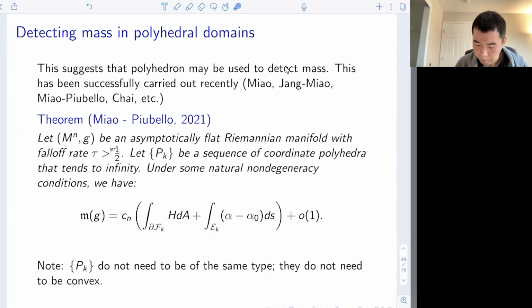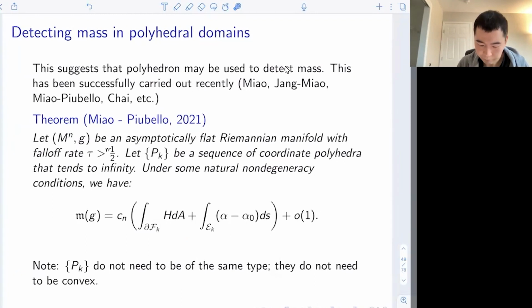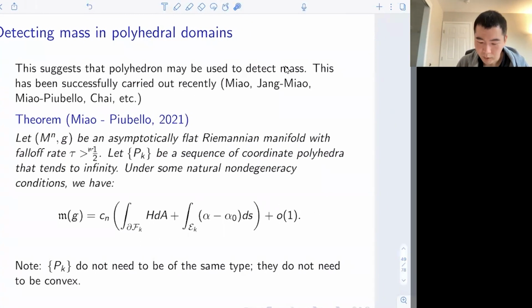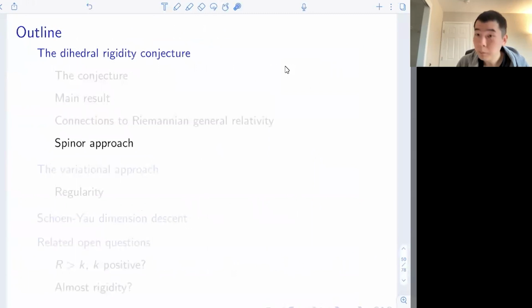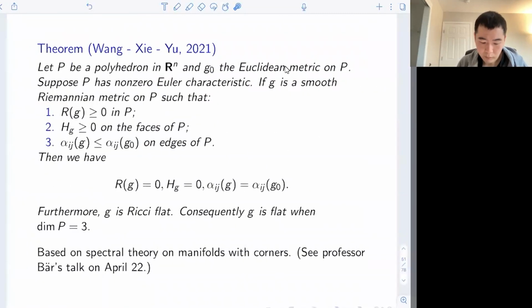So I would like to see more development in this direction. And maybe let me also mention some recent development in the spinor approach. This is a result in the recent paper by Wang Xian and Guoliang Yu, in December of last year. They were also studying the same conjecture.